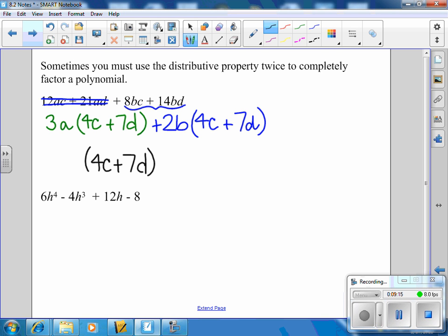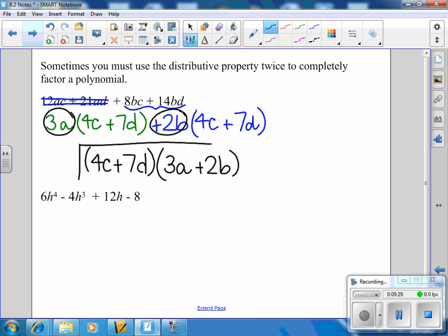And then if I take that part out of this green part, all I have left is 3A, so that has to go in my other term. And out of the blue part, I have plus 2B. So now I know it's totally factored. They don't have anything else in common. Go ahead and pause the video and try this next one.